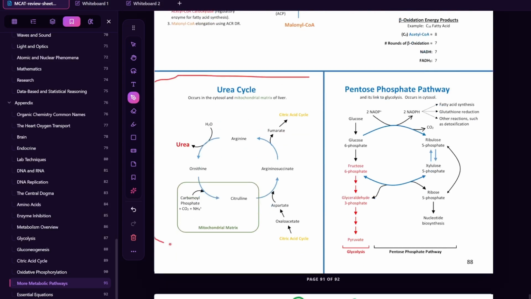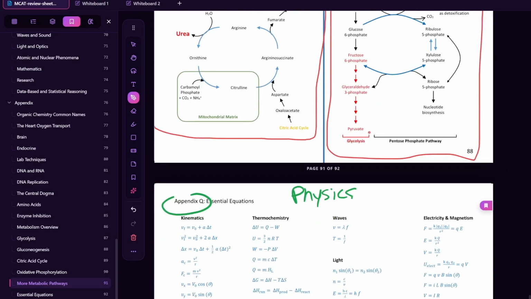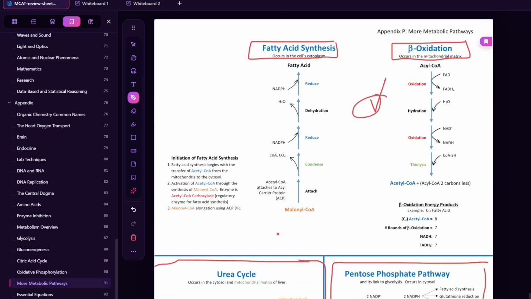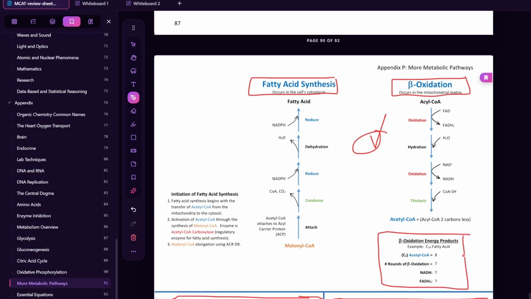Urea cycle, and then we have the pentose phosphate pathway here. So these are all important here too. Also understand and memorize not only how they're connected, but what they're doing, why they're doing these things, and what products you're getting out of it. Here are the energy products for beta oxidation.